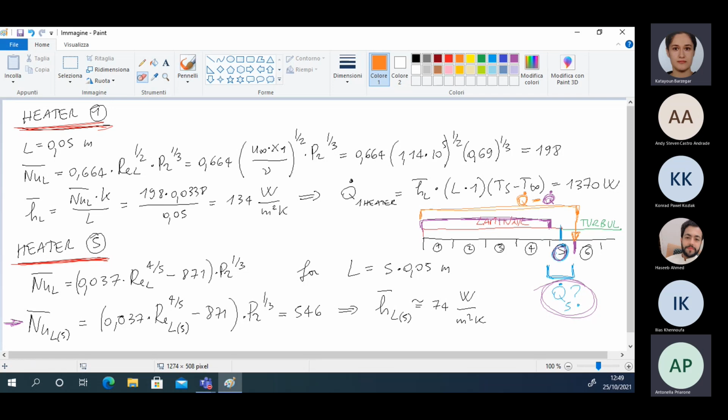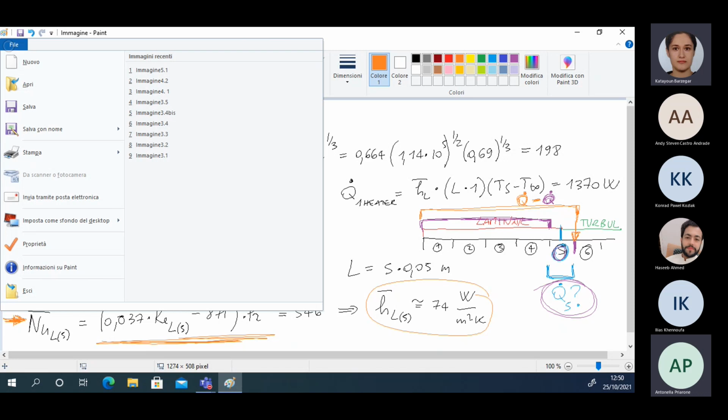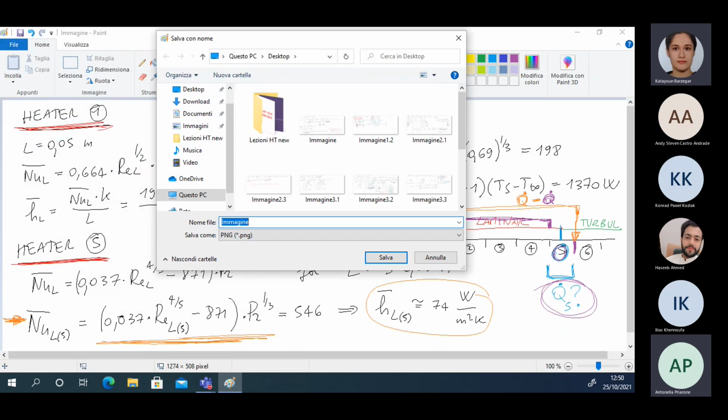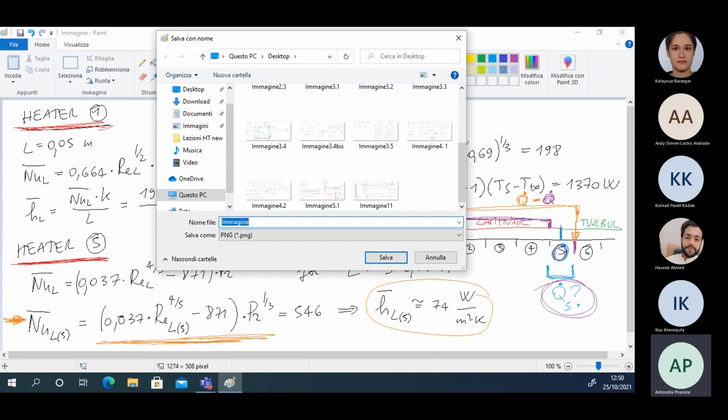Now I do it in orange, better. Wait. For the orange heat transfer rate that also includes heater 5, from the beginning to heater 5, I'm in a zone that includes laminar and turbulent flow. So I have to calculate the Nusselt number using the correlation that includes laminar and turbulent flow. And this one is the H coefficient. Can I change the slide?